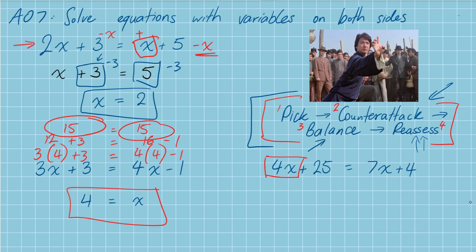So I'm going to take 4x off there. Let's rewrite this. 25 equals 3x plus 4. Okay, so I'm going to take 4 off there now. Let's do that. So I'm going to take 4 off there as well. So that's going to be 21 equals 3x.